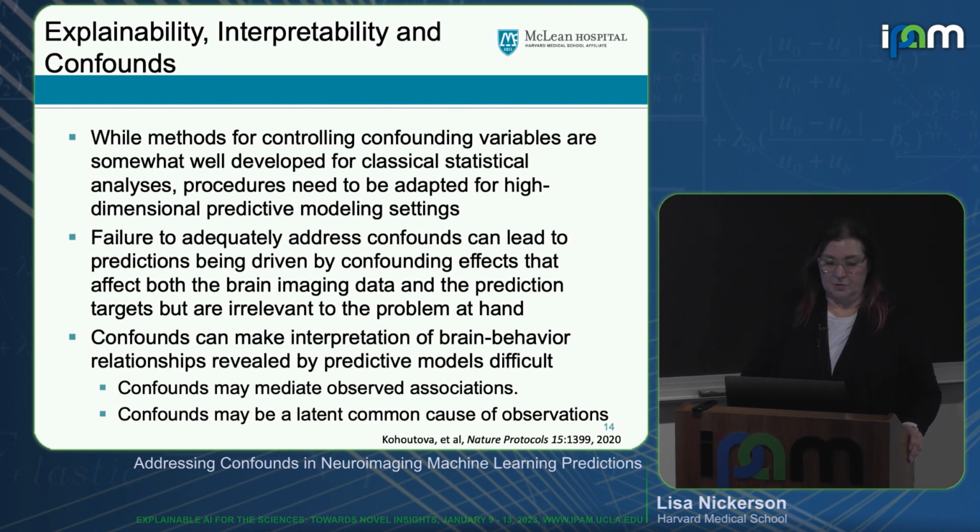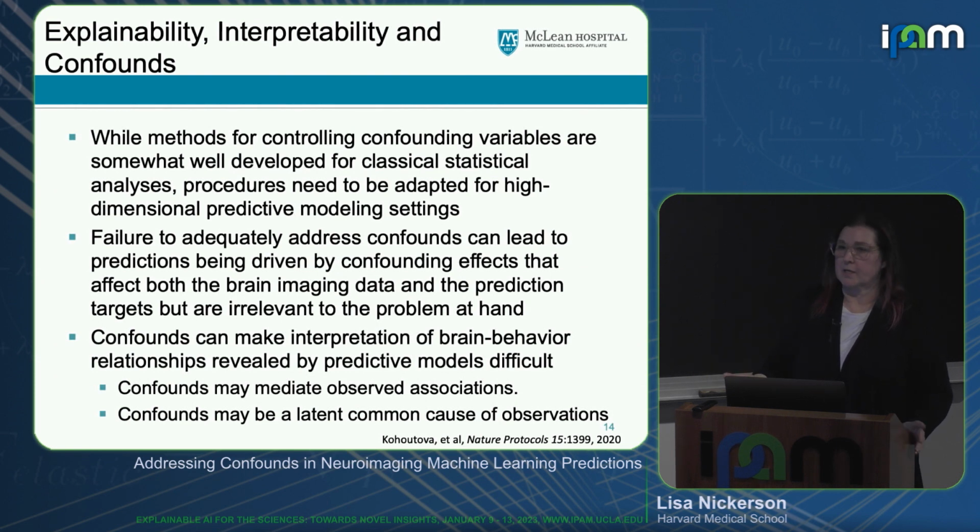Procedures need to be adapted for high-dimensional predictive modeling settings. Failure to adequately address confounds can lead to predictions being driven by confounding effects that affect both the brain imaging data and the prediction targets, but are irrelevant to the problem at hand. And they can make interpretation of brain-behavior relationships revealed by predictive models difficult because they can mediate observed associations, or they can be a latent common cause of observations.